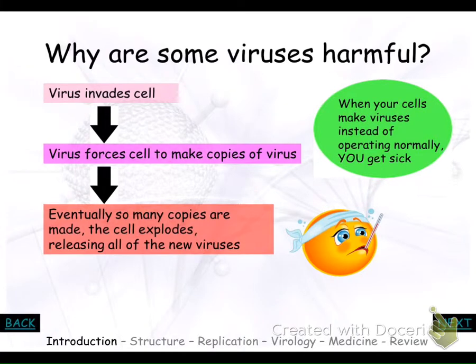And so the virus invades the cell. And the genetic material of the virus forces the cell to make copies of the viruses. So eventually, so many copies of the virus are made, the cell explodes, and all new viruses are released. So when your cells make viruses, instead of operating normally, you get sick.